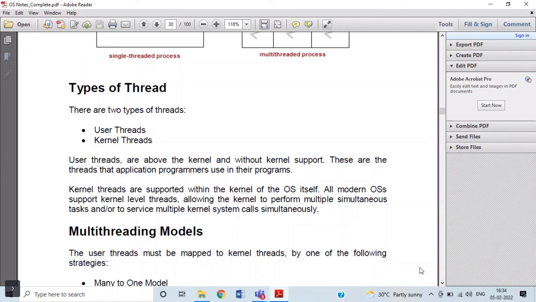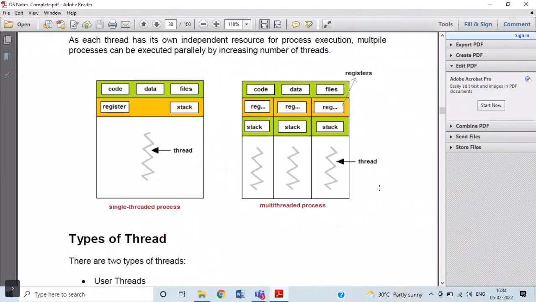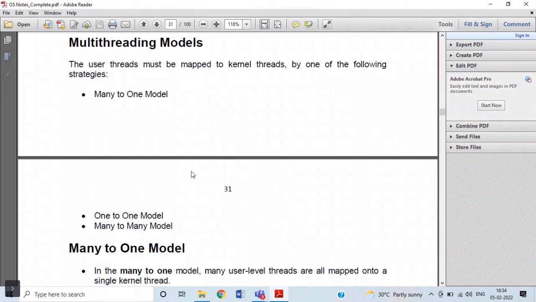And 2 types சொன்னேன் இல்லையா, single threaded and multi-threaded process. இங்க multi-threaded process, it again classified into 3 types. The user threads must be mapped to the kernel threads by one of the following strategies. So many-to-one model, one-to-one model, and the many-to-many model.